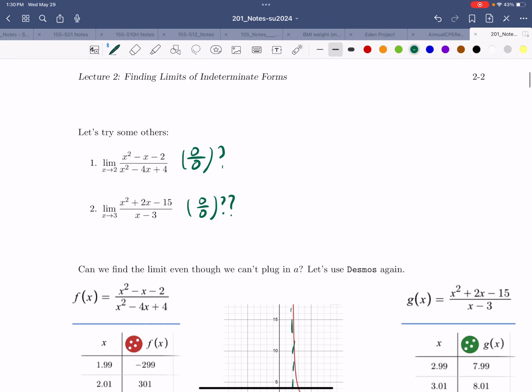What I mean is that if we take a look at this, is there any way to simplify the top? Well, I think there is. Instead of writing it like this, we could write it like this: x plus 1 times x minus 2. I just factored the top. This is where factoring comes into play. And similarly, instead of writing the bottom like this, we could write the bottom like this.